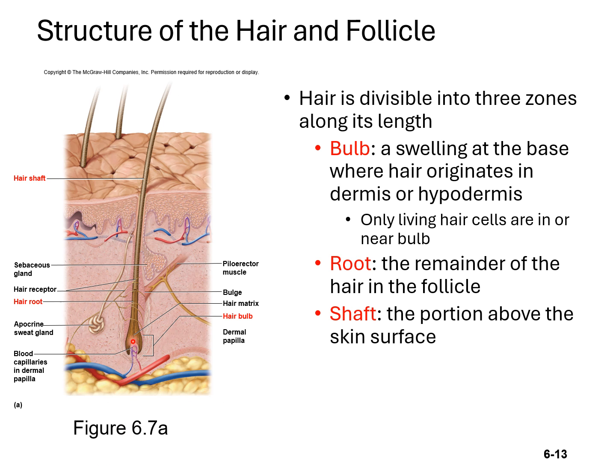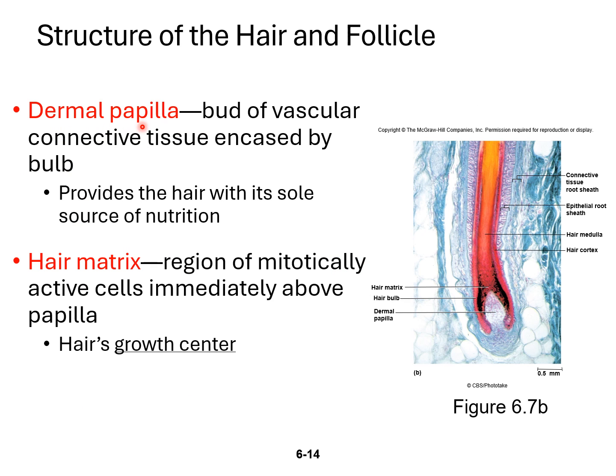You have the bulb, the root, and the shaft. The bulb is where it's going to be growing. The root is underneath the surface of the skin, and the shaft is what sticks up. You have a dermal papilla, which is the bud of vascular connective tissue encased by the bulb. And then this dermal papilla is going to be surrounded by the hair matrix. The hair matrix, just like the nail matrix, is going to be the growth center for the hair. So if you see growth center for hair, it's going to be hair matrix, growth center for the nail, nail matrix.